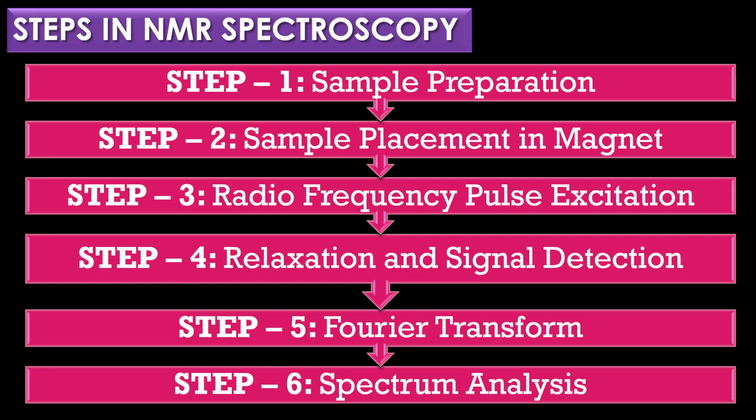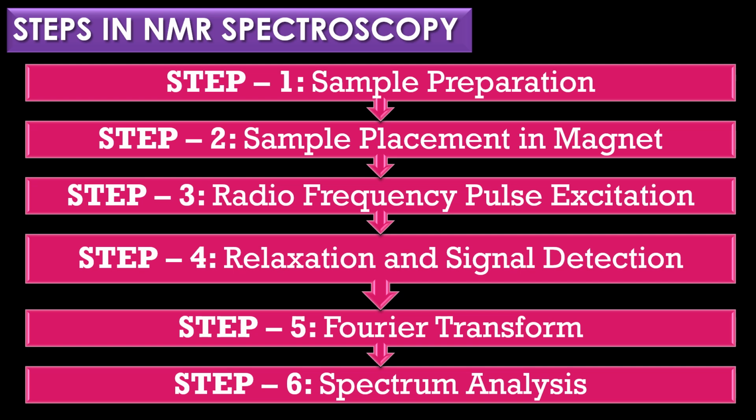Steps in NMR spectroscopy. There are 6 steps in NMR spectroscopy. The first step is sample preparation. The sample is usually dissolved in a diluted solvent to avoid interference from hydrogen atoms in the solvent. The sample is placed in a thin-walled NMR tube.